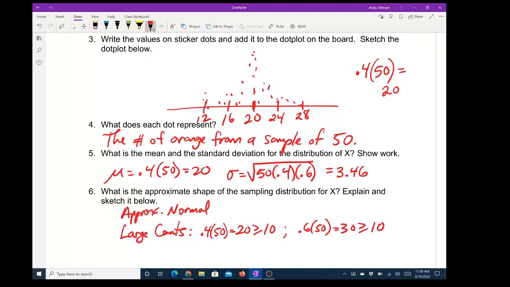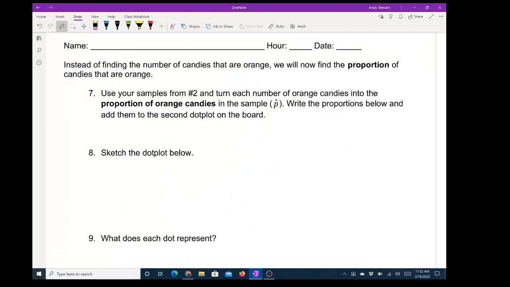We've got it. Alright, now what we're doing here is we're trying to develop a new formula for proportions. So you see how proportion of orange candies is bolded, and now I highlighted it. That's really what we're after, is what's the formula for proportions. So it says instead of finding the number of candies that are orange, we will now find the proportion of candies that are orange. Emphasis on the word proportion. So it says use your samples from number 2 and turn each number of orange candies into the proportion of orange candies in the sample. Write the proportions below and add them to the dot plot on the board.